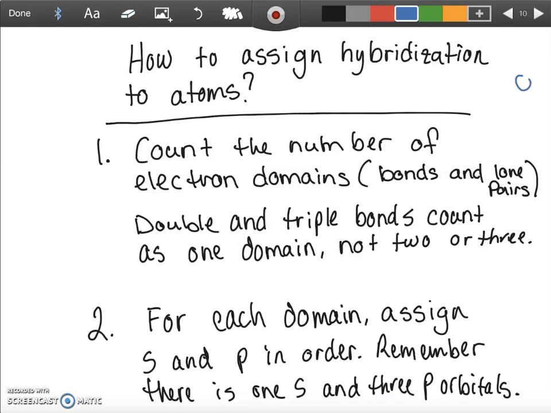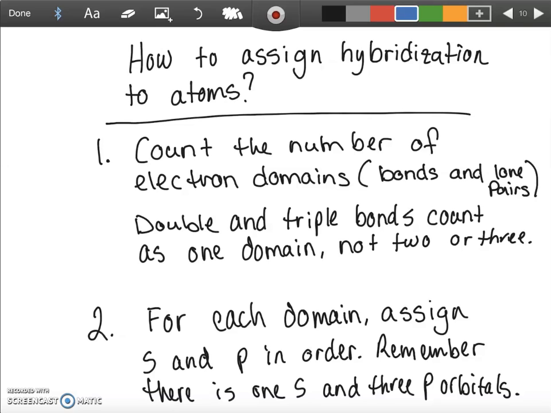Okay, welcome back, ladies and gents, to topic 2.7, this time assigning hybridization to atoms. When we're looking at Lewis diagrams of atoms, you might be asked to assign the hybridization or determine the hybridization around one of the atoms in the Lewis diagram. And in order to do this, we need to follow two steps.